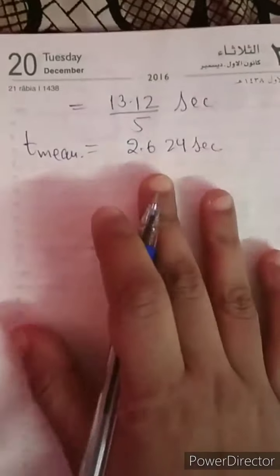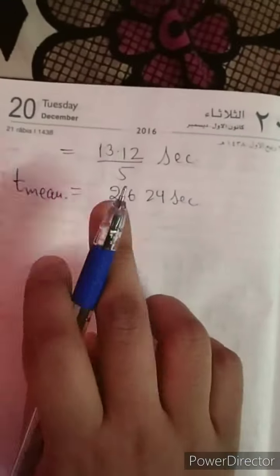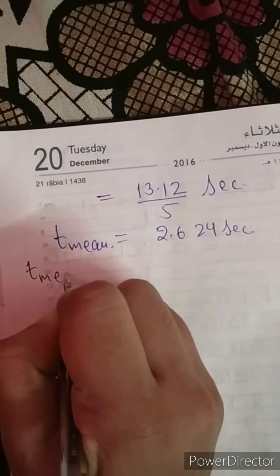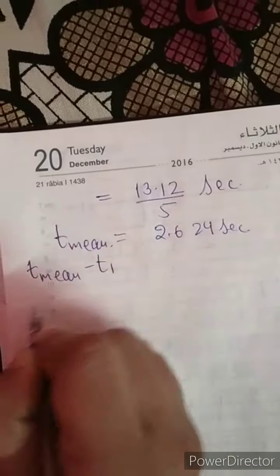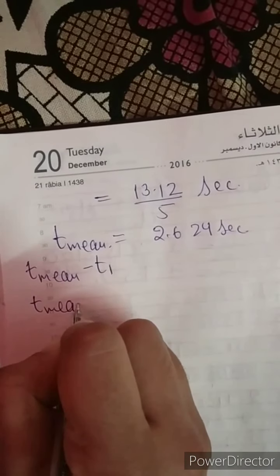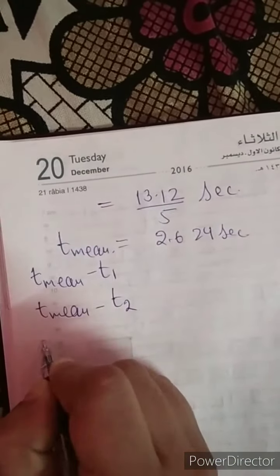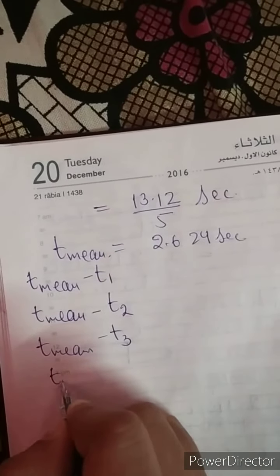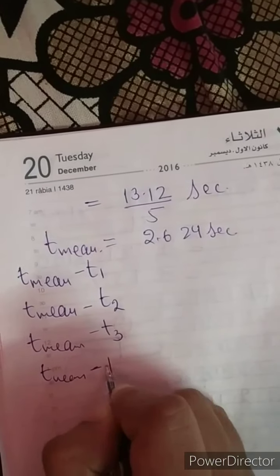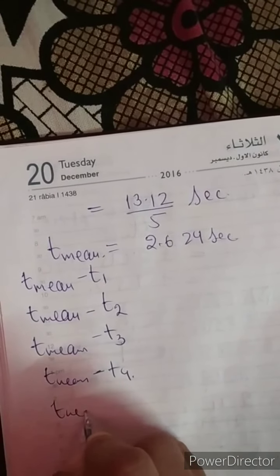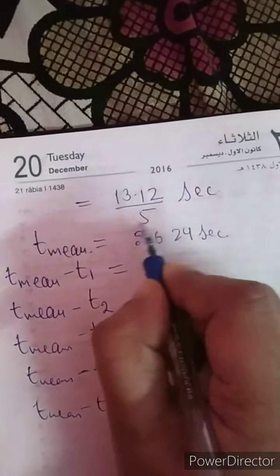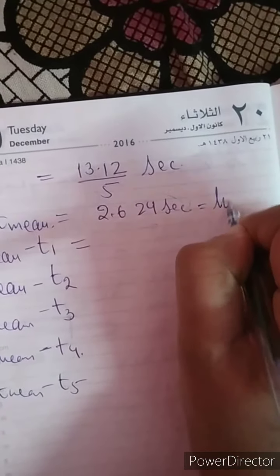Now you have to find how much each value differs from your T mean. The next step is to find T mean minus T1, T mean minus T2, T mean minus T3, T mean minus T4, and T mean minus T5. Students, are you getting my point? First you find this value. This is also called the true value.